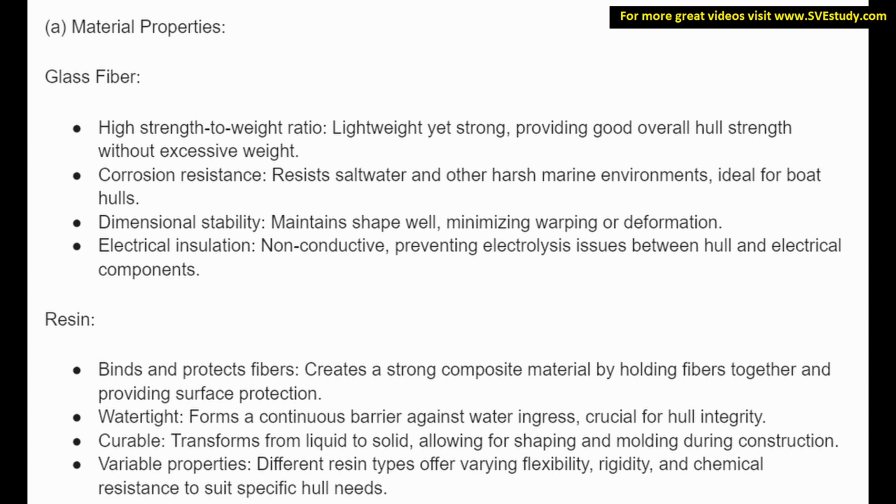Resin. Binds and protects fibres, creates a strong composite material by holding fibres together and providing surface protection. Watertight. Forms a continuous barrier against water ingress, crucial for hull integrity. Curable. Transforms from liquid to solid, allowing for shaping and moulding during construction. Variable properties. Different resin types offer varying flexibility, rigidity, and chemical resistance to suit specific hull needs.